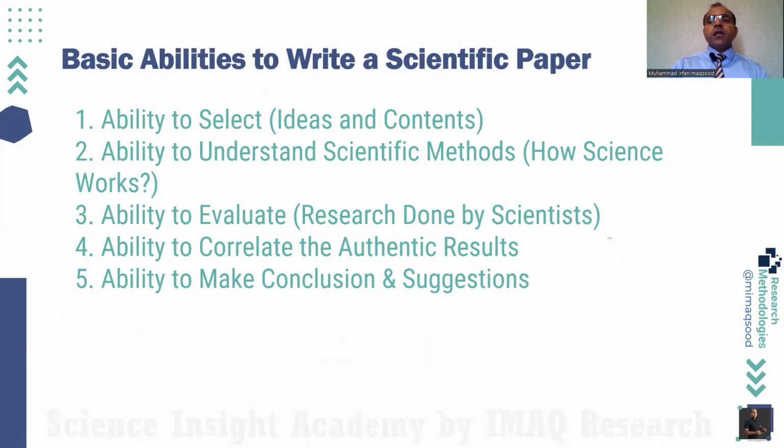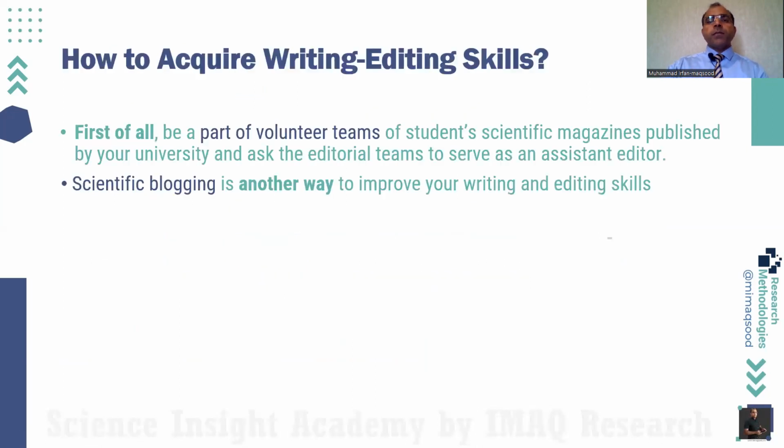There are several abilities which you can develop with the passage of time: the ability to select, the ability to understand the scientific methods and how science works, the ability to evaluate the research done by scientists, the ability to correlate authentic results, and the ability to make conclusions and suggestions. These abilities can also help you if you develop them to write your first scientific papers. How can you acquire these skills and abilities?